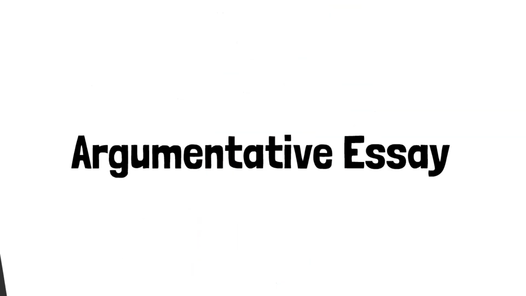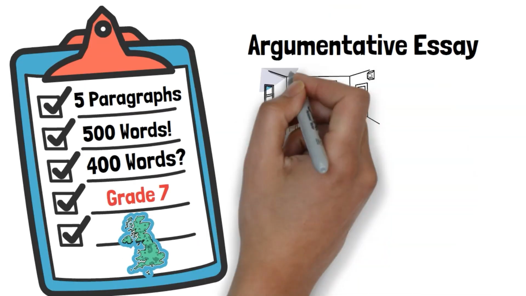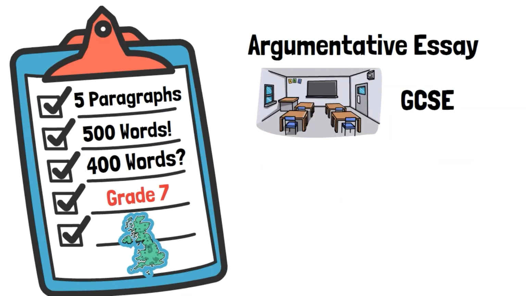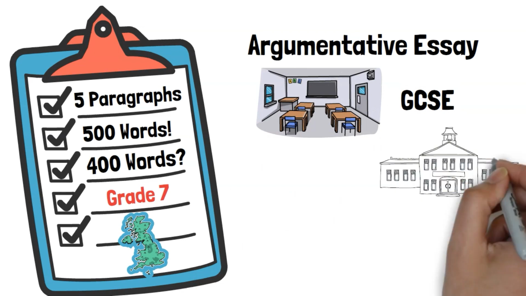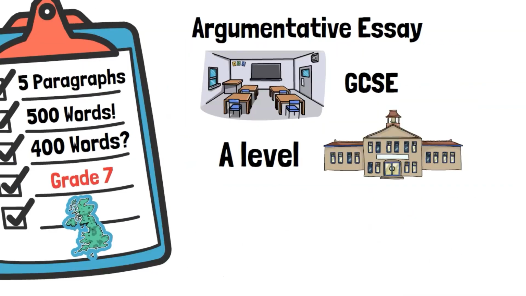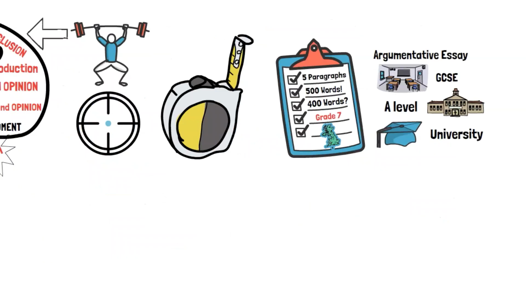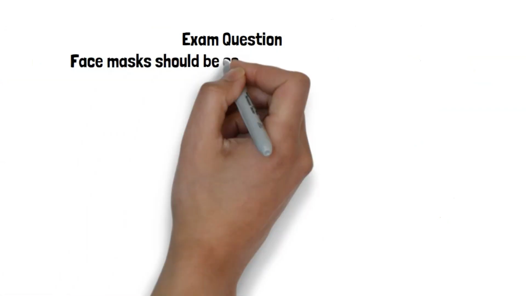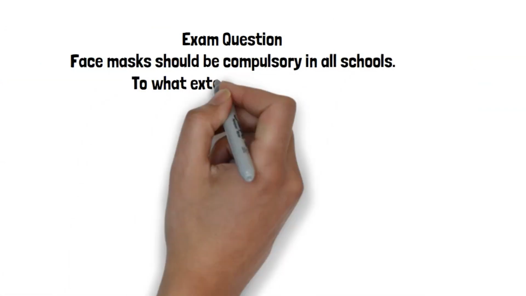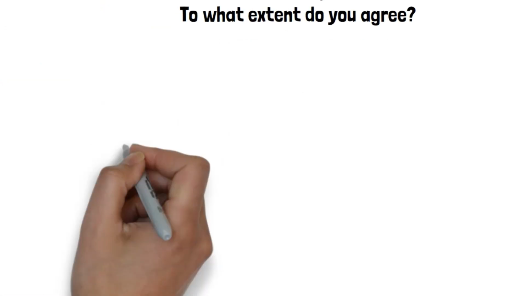But you can get a pretty decent answer up to grade 7 perhaps in the UK with 400 words. Now you might get asked to write an argumentative essay at any level of your education, GCSE, A-level, university, and wherever you are in the world. This is a classic kind of argumentative task. Face masks should be compulsory in all schools. To what extent do you agree?